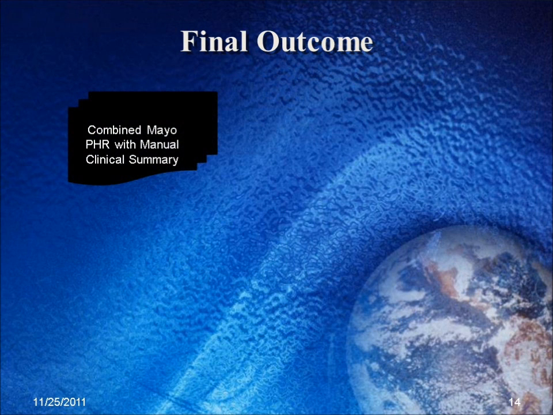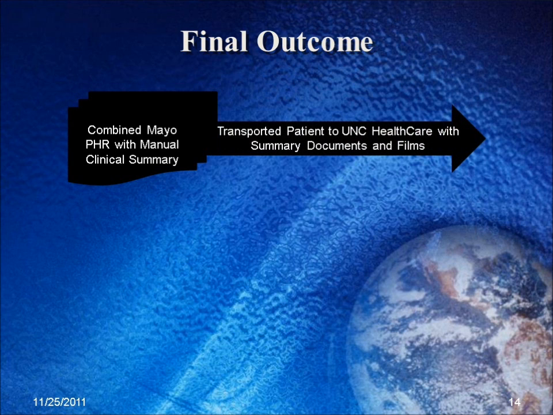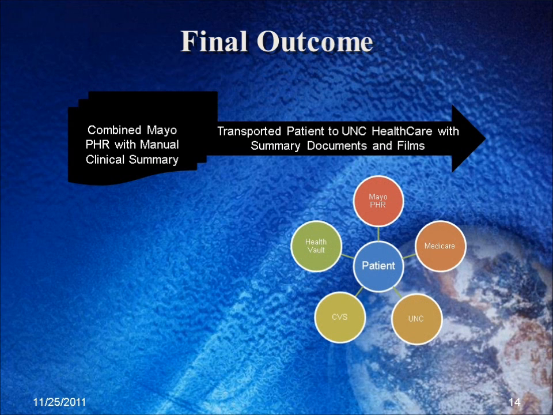The final outcome, we had combined Mayo PHR with a manual clinical summary. We transported the patient to the UNC Healthcare with summary documents and films. And then we had a connectivity that looked similar to this graphic, where the patient was the center of a hub of information that included Medicare claims, Mayo personal health information, the CVS pharmacy system, Health Vault, which also has connections to laboratory systems, and to the University of North Carolina.